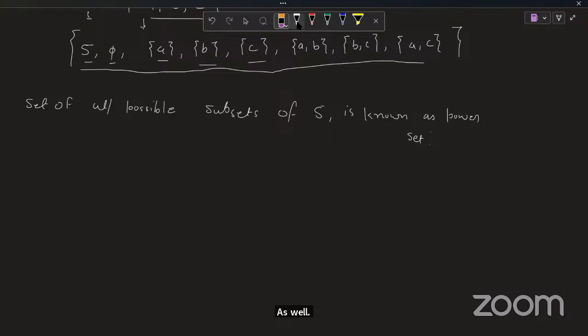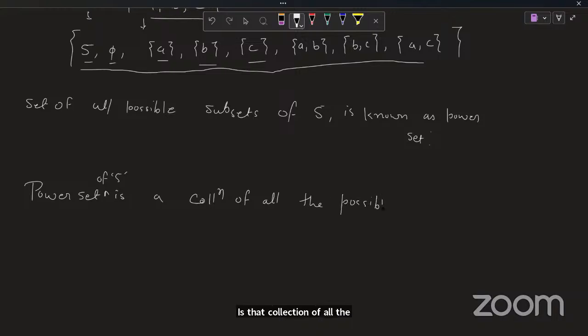So, understood what a power set is basically? A power set of S is a collection of all the possible subsets of S. Okay. Now let's discuss the cardinality.